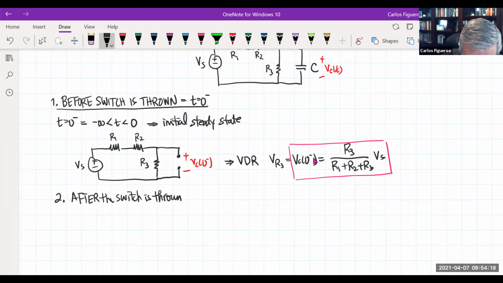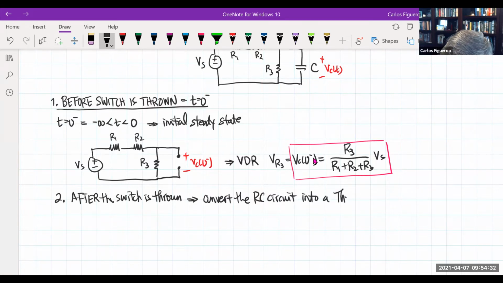And what I'm really saying here is that the first thing I have to do is convert the RC circuit into a Thevenin equivalent. So let's go do that.